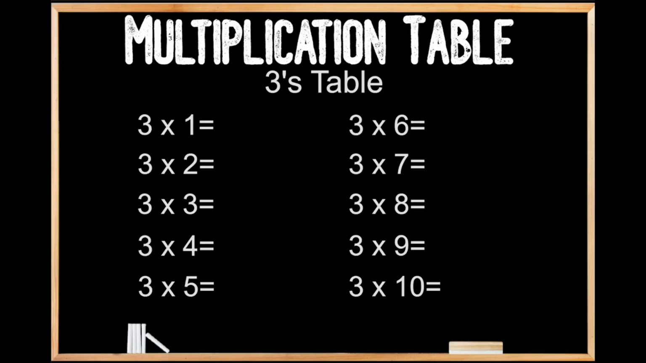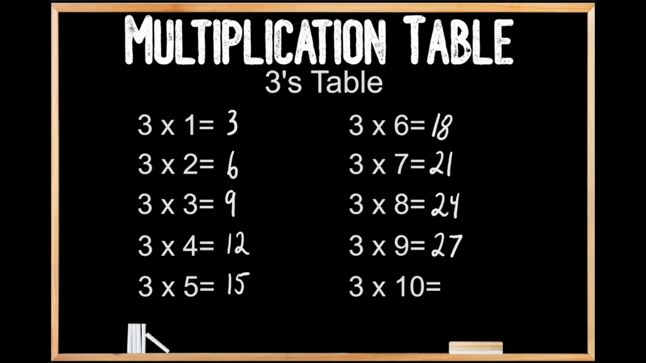Threes table. 3 times 1 is 3. 3 times 2 is 6. 3 times 3 is 9. 3 times 4 is 12. 3 times 5 is 15. 3 times 6 is 18. 3 times 7 is 21. 3 times 8 is 24. 3 times 9 is 27. And 3 times 10 is 30.